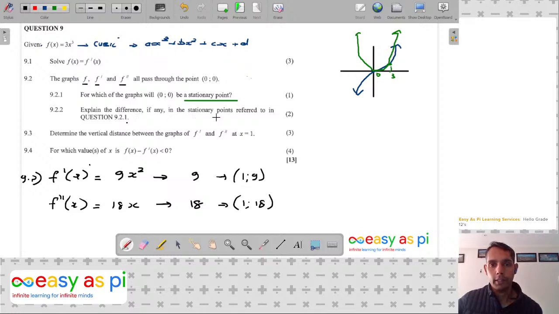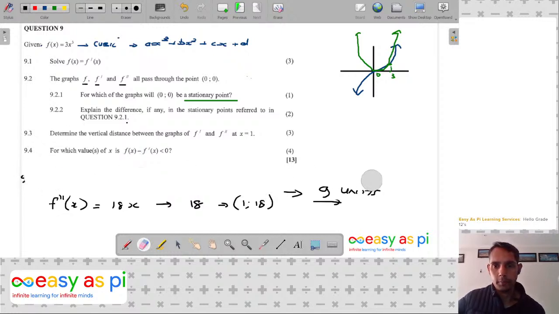Now, if they want the vertical height, or the vertical distance, remember distance is always positive. So the distance would be between 9 and 18, and your distance is going to be 9 units. Okay, that's your answer for 9.3. Nothing too difficult there. And then the last one, let's look at 9.4.